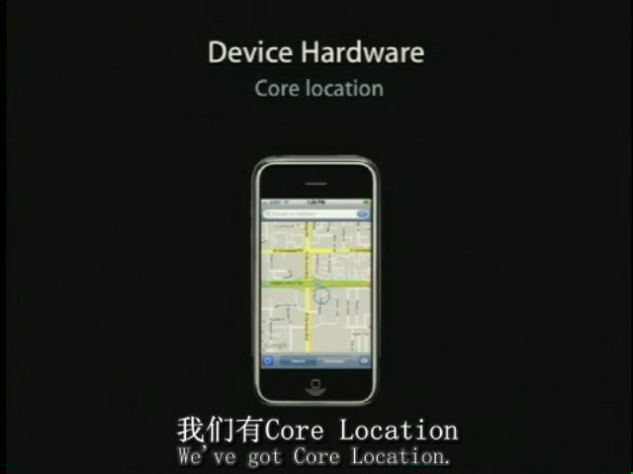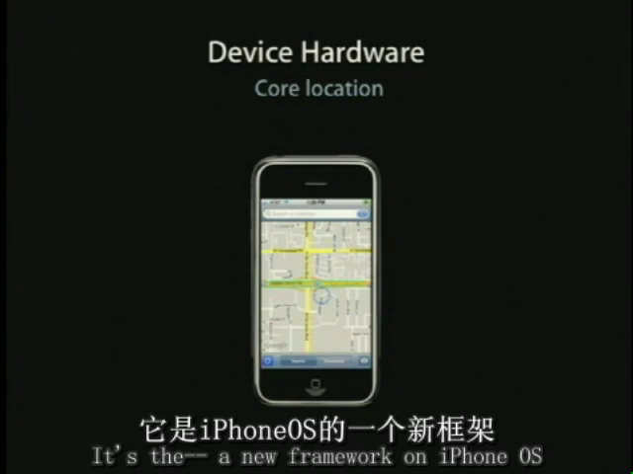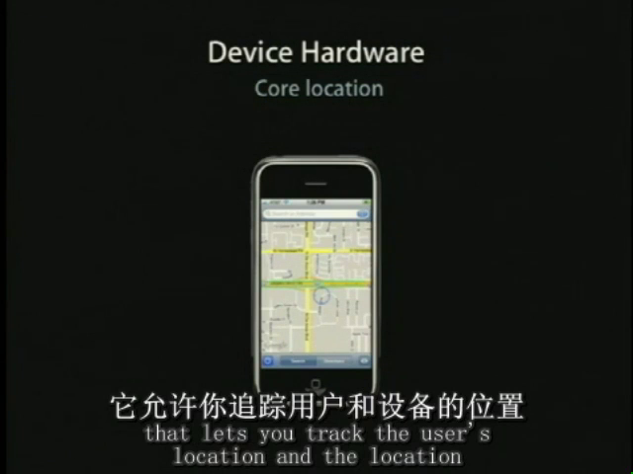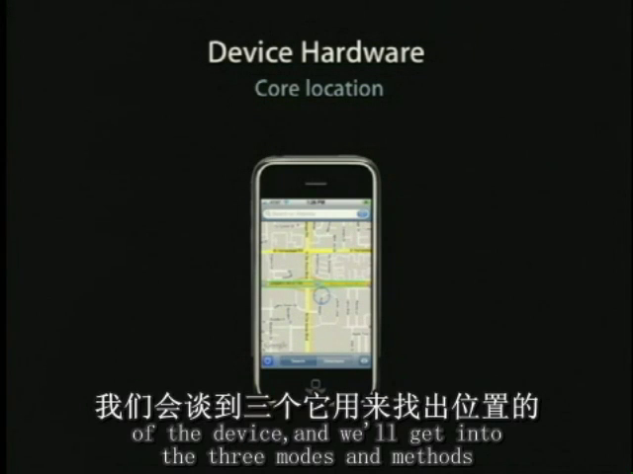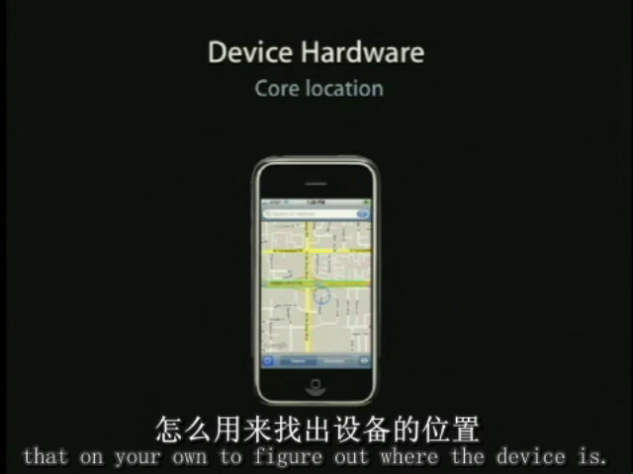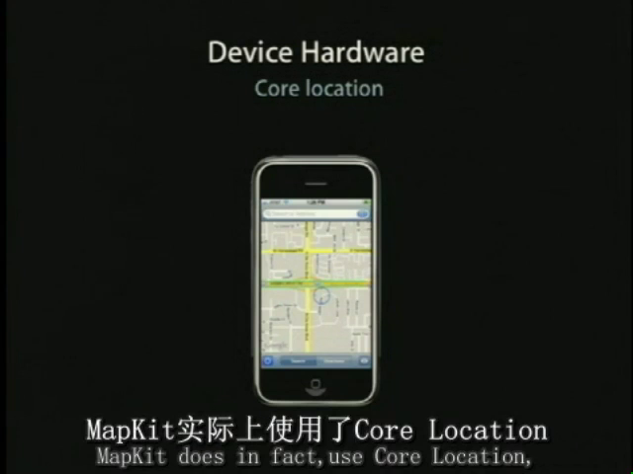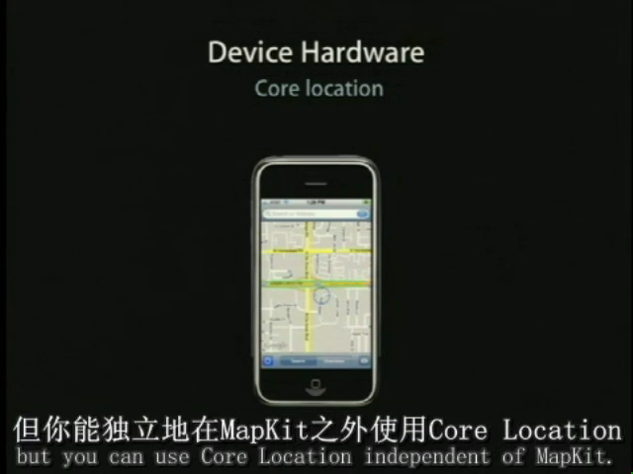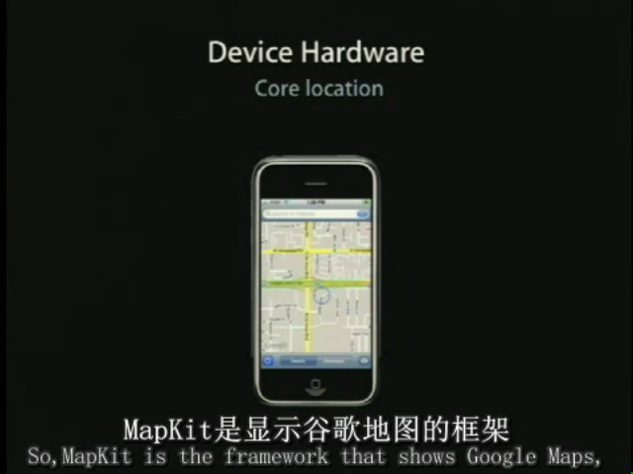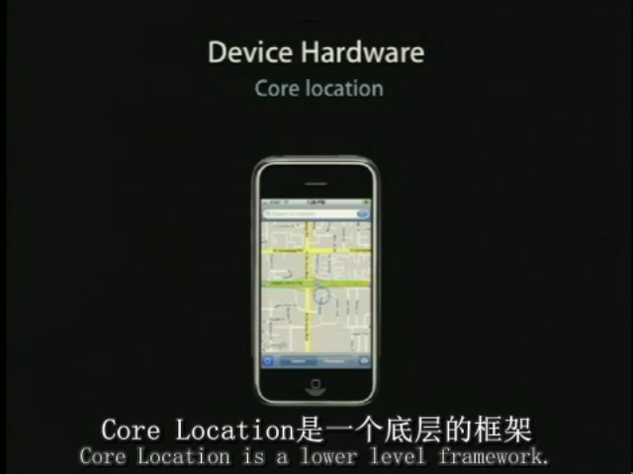We've also got Core Location. We've mentioned it briefly, but it's a new framework on iPhone OS that lets you track the user's location and the location of the device. We'll get into the 3 modes and methods that it uses to figure that out, and how you can use that on your own to figure out where the device is. This is independent of the MapKit framework. MapKit does, in fact, use Core Location, but you can use Core Location independent of MapKit. MapKit is the framework that shows Google Maps, and you can use Core Location to track the user's location on there.